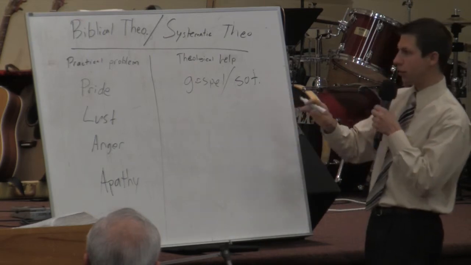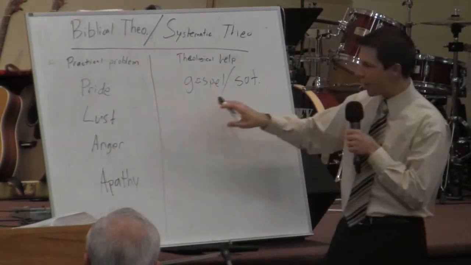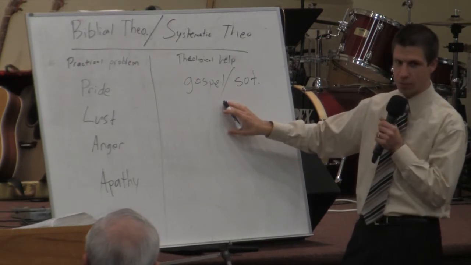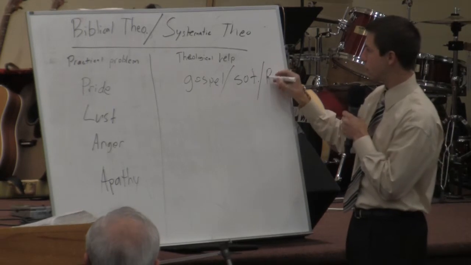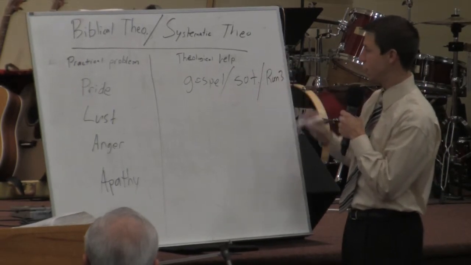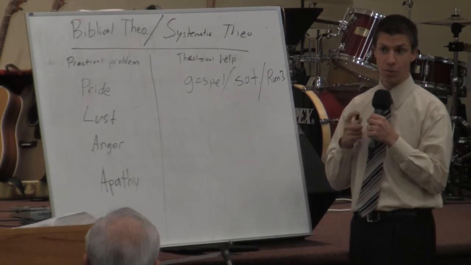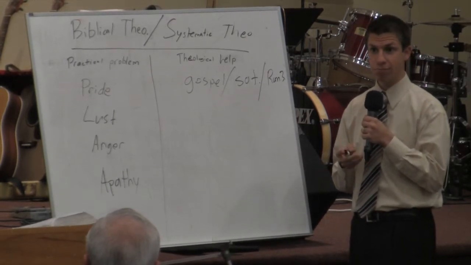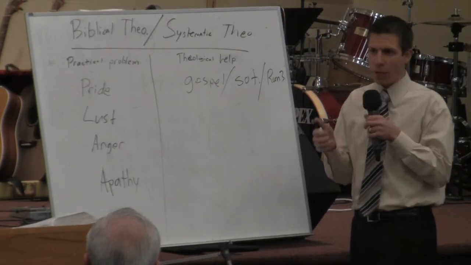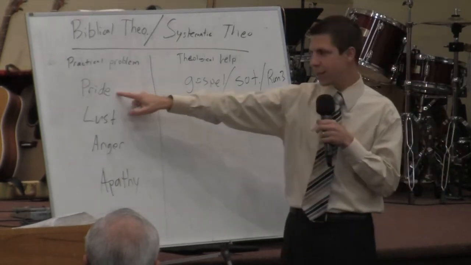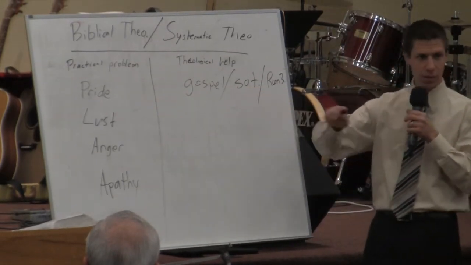I'm going to abbreviate. So pride is going to be answered by a right understanding of the gospel. You remember the same is in Romans 3, where he talks about the gospel, and then at the end of the chapter he says, where then is boasting? It is excluded. You see how a practical problem is answered by a theological basis?